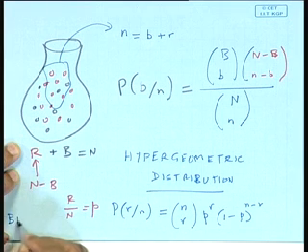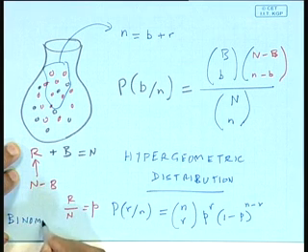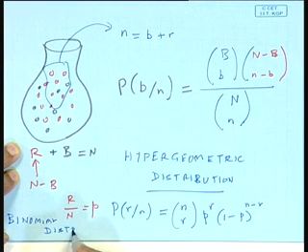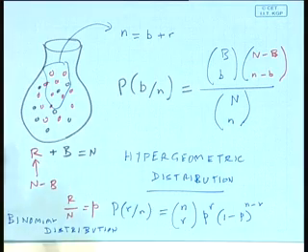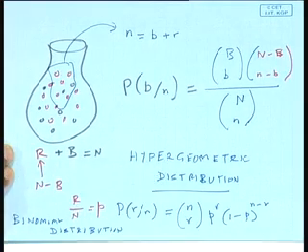So, this is the binomial distribution. This is also a very important distribution in probability theory, like the hypergeometric distribution.